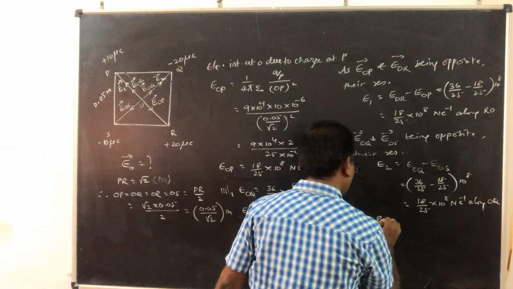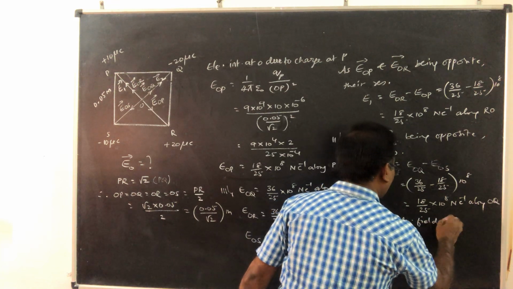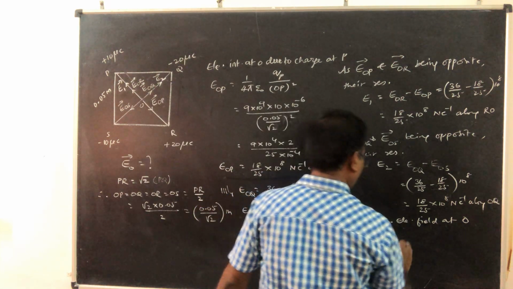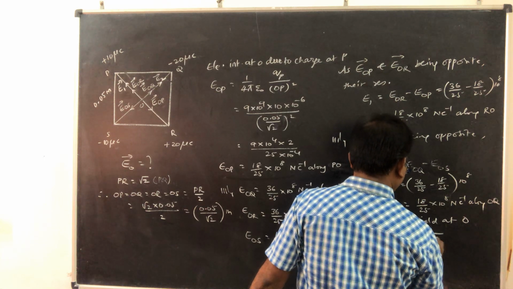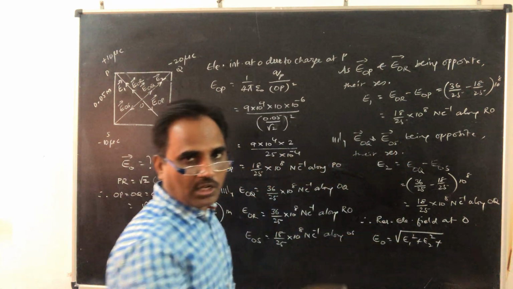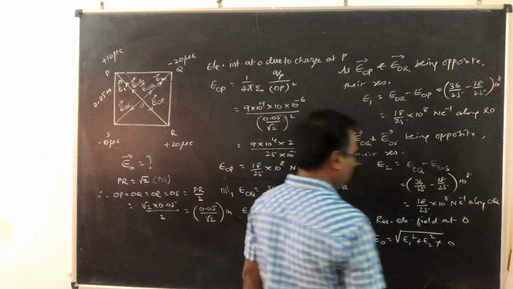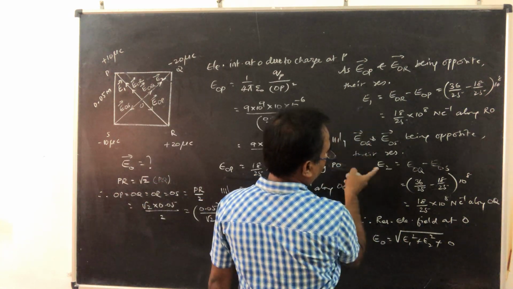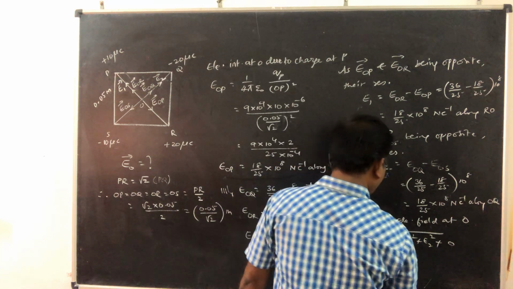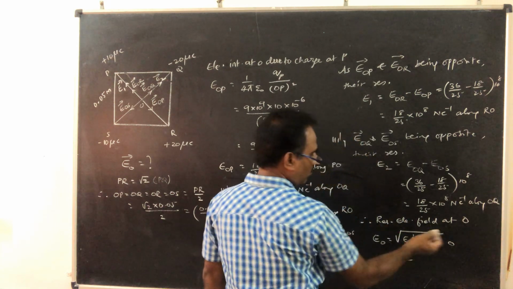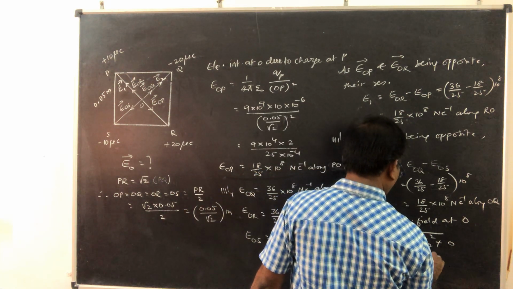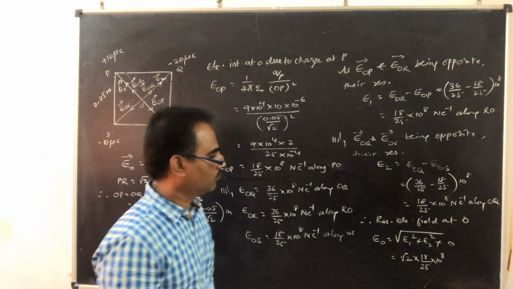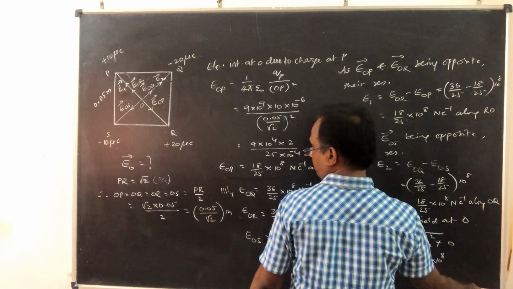Therefore, resultant electric field at O, EO, so it is root of E1 square plus E2 square plus 2 E1 E2 cos 90, which is 0. Since E1 is equal to E2, this becomes root 2 times E1 or E2, that means root 2 into 18 divided by 25 into 10 to the power of 8. So you do this calculation.